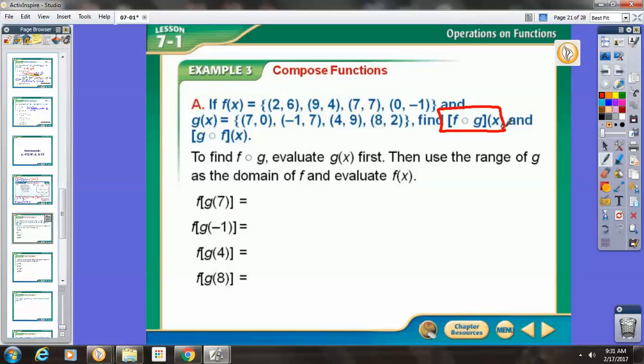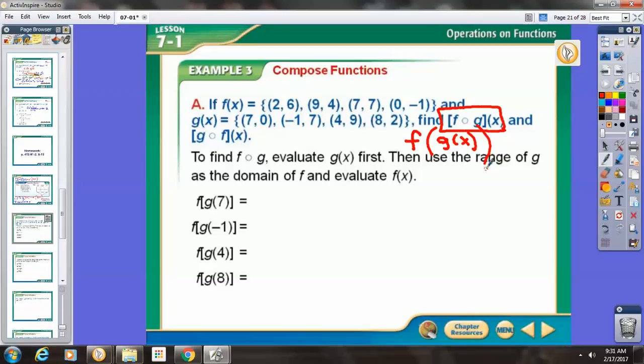Okay, in f composite g, which function do we start with? G. So basically we're taking our f function and we're putting in its place g, right? So start with your g function. It's this right here. If I put 7, what do I get out? 0. See that? 7's my input, 0 would be my output, right? So if I put 7 into the g function, I get out 0. You okay with that?